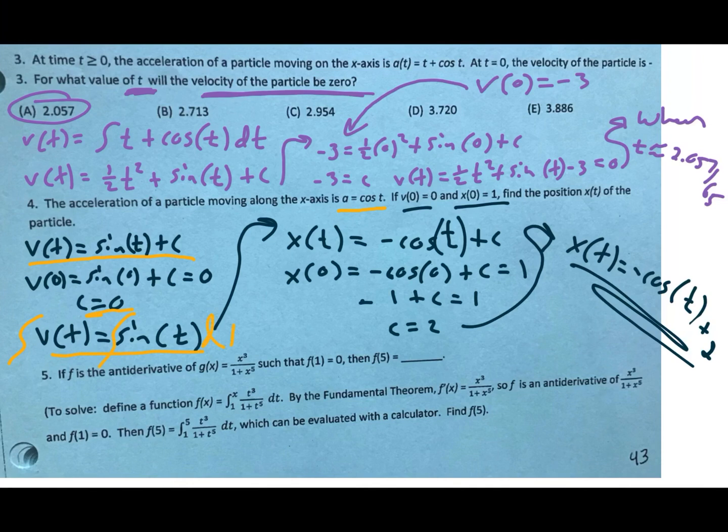integrate sine t dt, and I'm going to get x of t equals negative cosine t plus c. In this case, I was told x of 0 is 1 up here, and so then I plug in a 0 for t, and set that equal to 1. I get c equals 2, and then my position equation is right there.